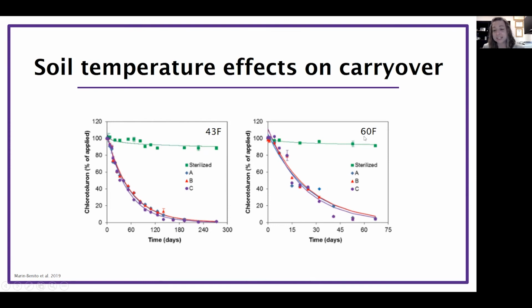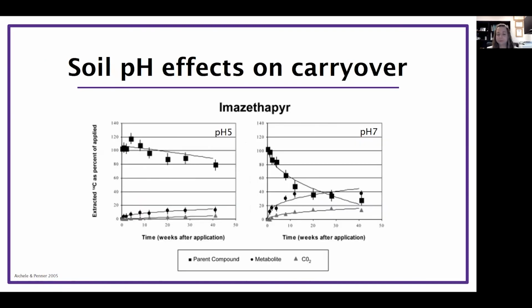Now come over here to the 60-degree data. Check it out. They only took data out to about 70 days. Okay. So this is just evidence here, guys, that this curve decreased much faster when the temperatures were more ideal for microbial activity. So if we have really cold winters or cold falls or cold springs and that soil stays cold for a longer period of time, we're more likely to have herbicide carryover.